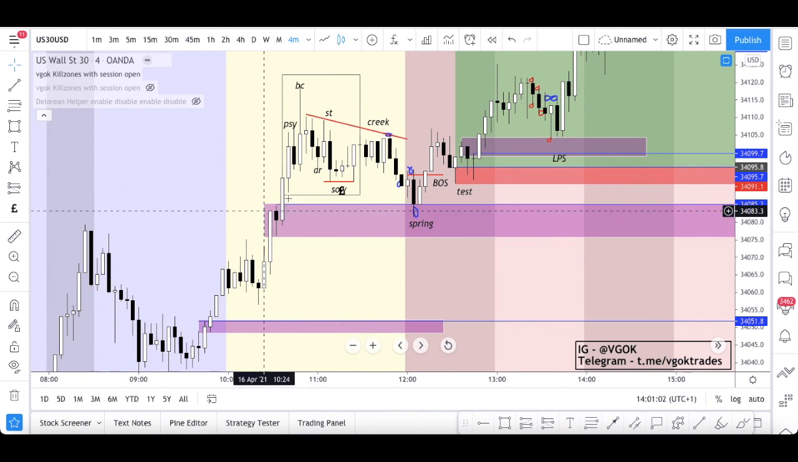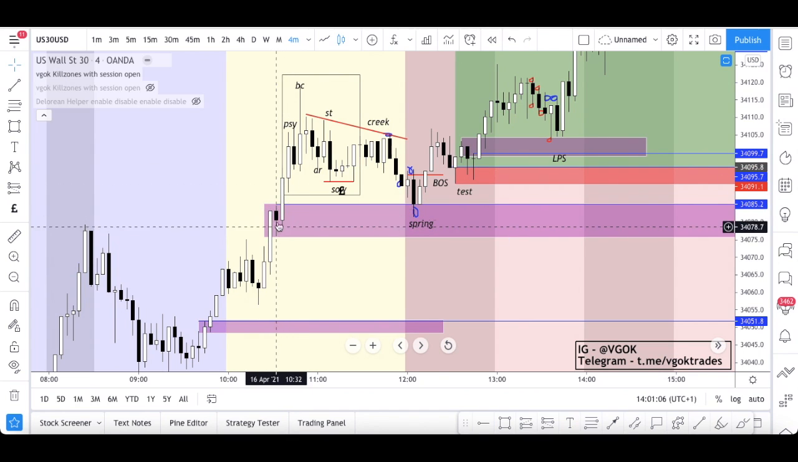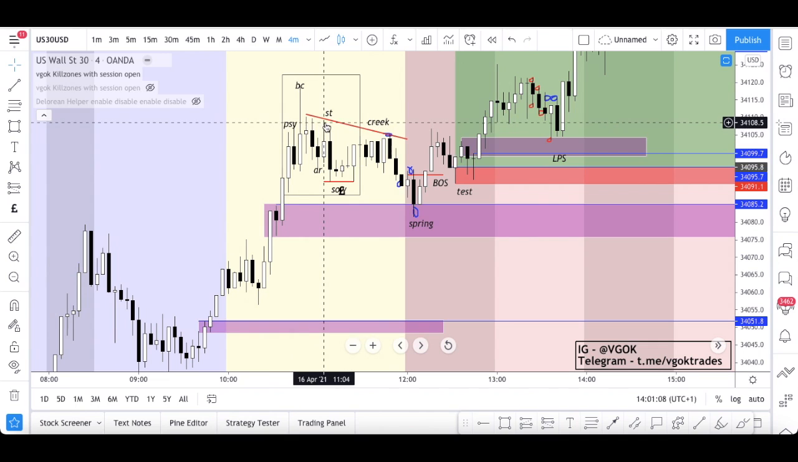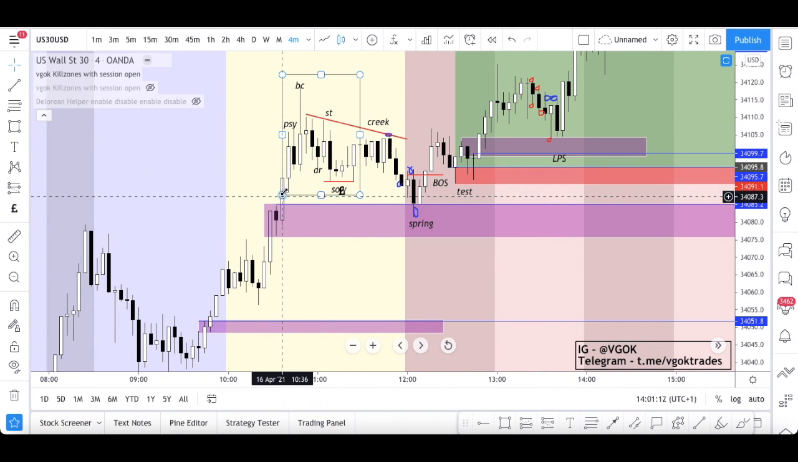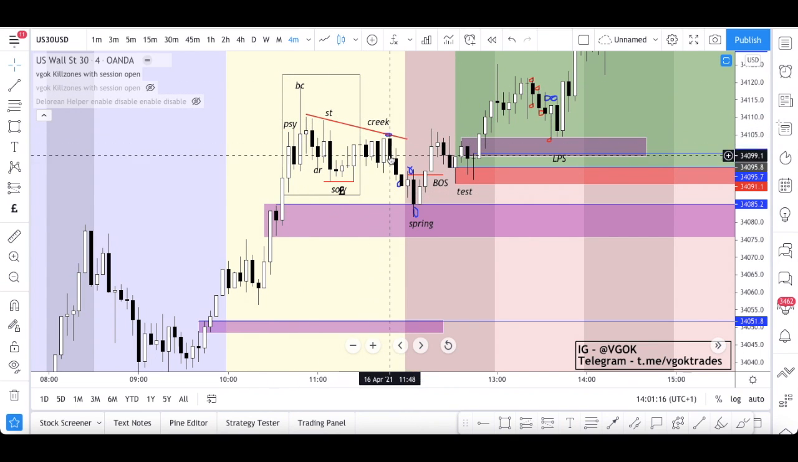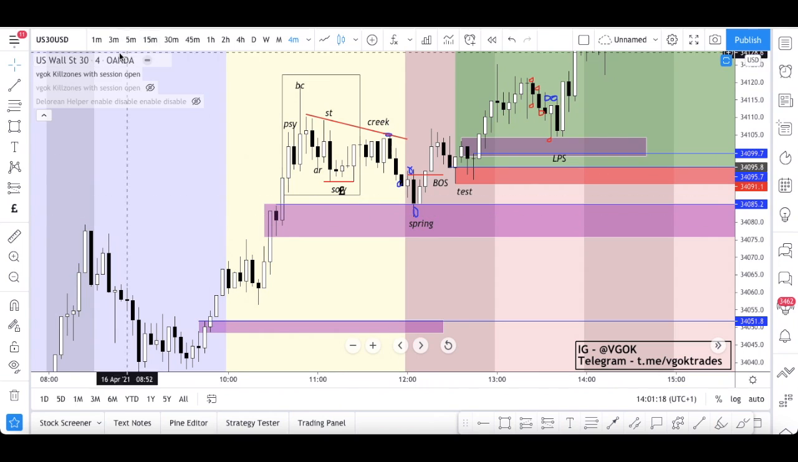Then after we've established this as a 4-minute base, a 4-minute demand zone that we want to be looking into for our further entries, we actually want to start looking at the lower time frame price action as it starts to approach the 4-minute base.